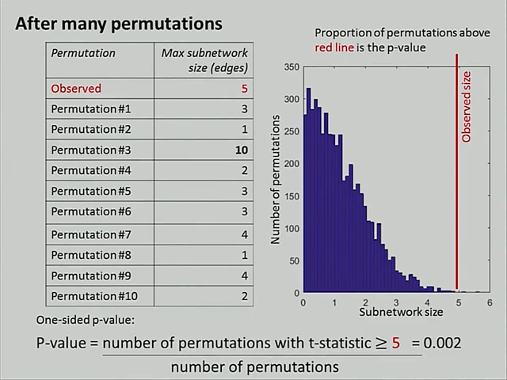Here I've shown where I've generated thousands of permutations and an empirical null distribution. The horizontal axis is the subnetwork size and the vertical axis is the number of permutations. To compute a p-value, all that we do is ask what's the proportion of permutations in which we find that the subnetwork size is equal to or exceeds a value of 5. Remember, 5 was the number of connections in our observed frontotemporal network. It turns out that it's significant. We have a p-value of 0.002.